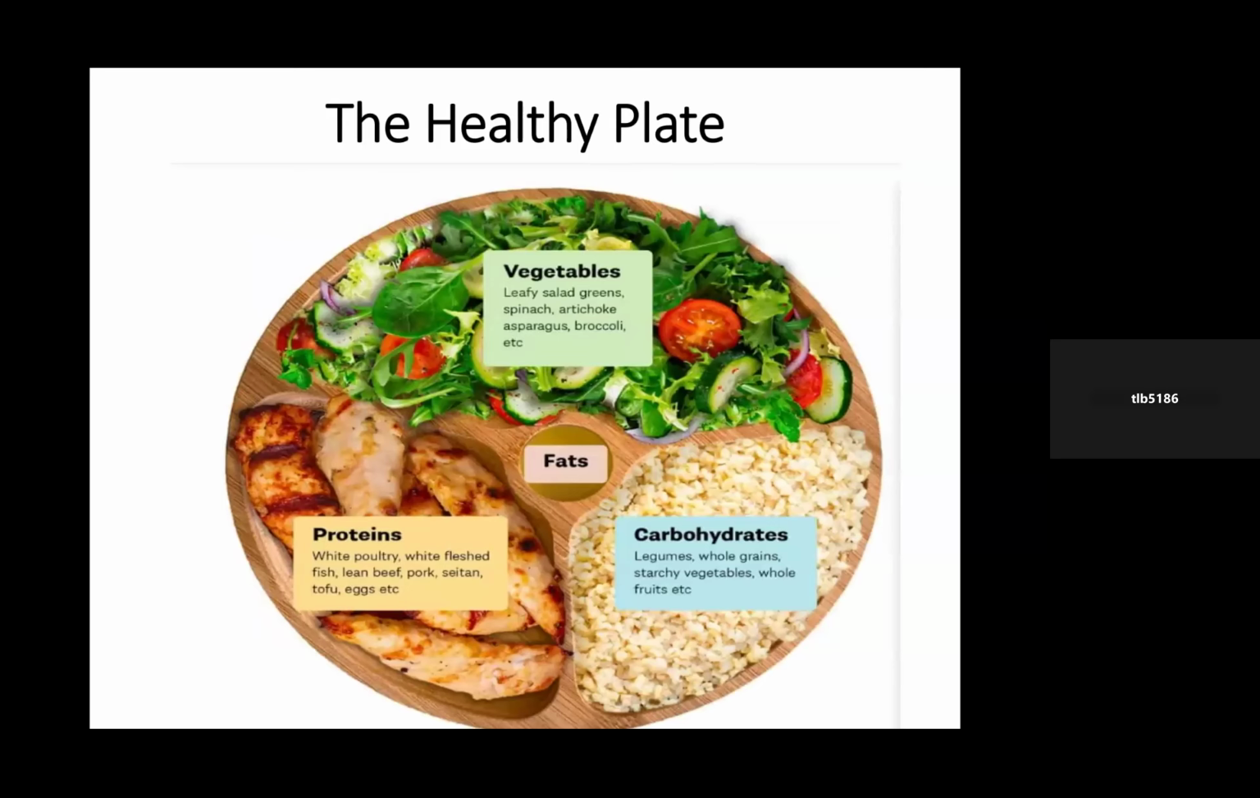You should have half of the plate with vegetables, leafy vegetables. One quarter of your plate is protein, lean protein, skinless protein, and one quarter of the plate is carbohydrates, and an additional tablespoon to 2 tablespoons of fat. That is a healthy plate. Our healthy plates should be eaten at every meal.